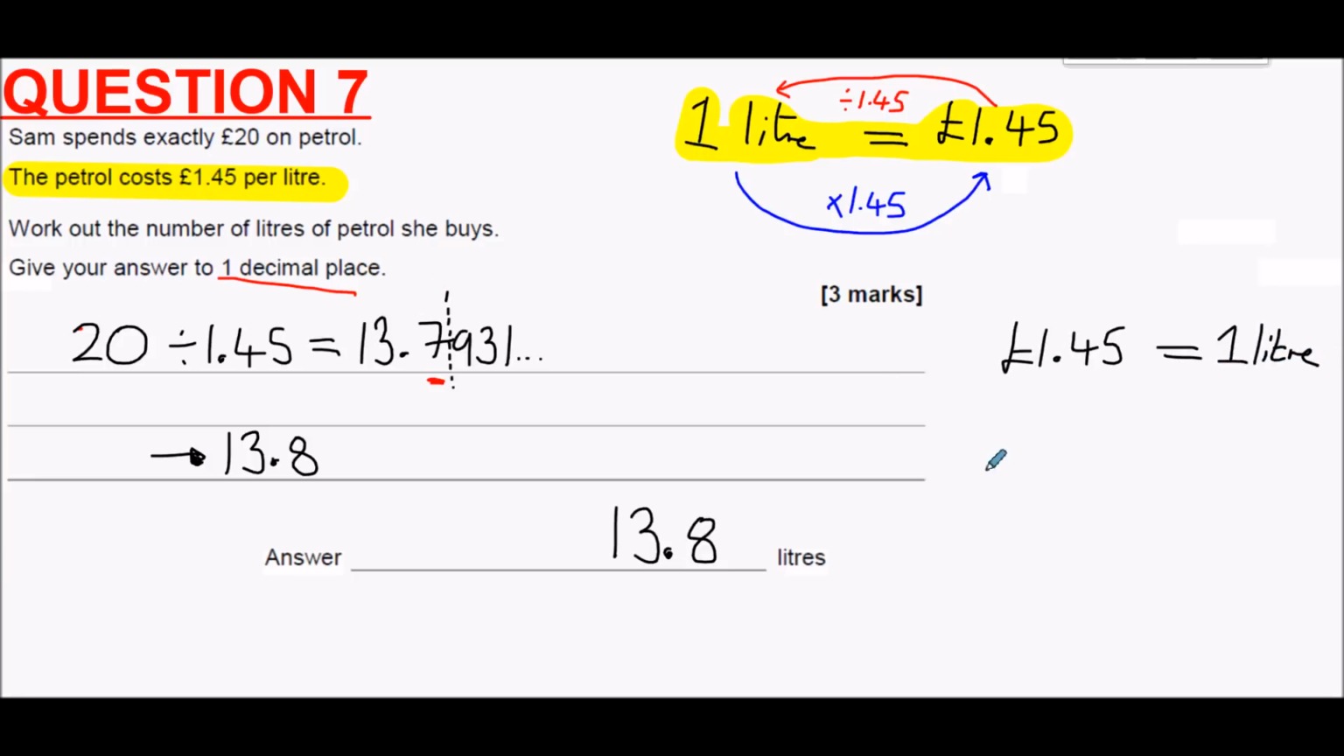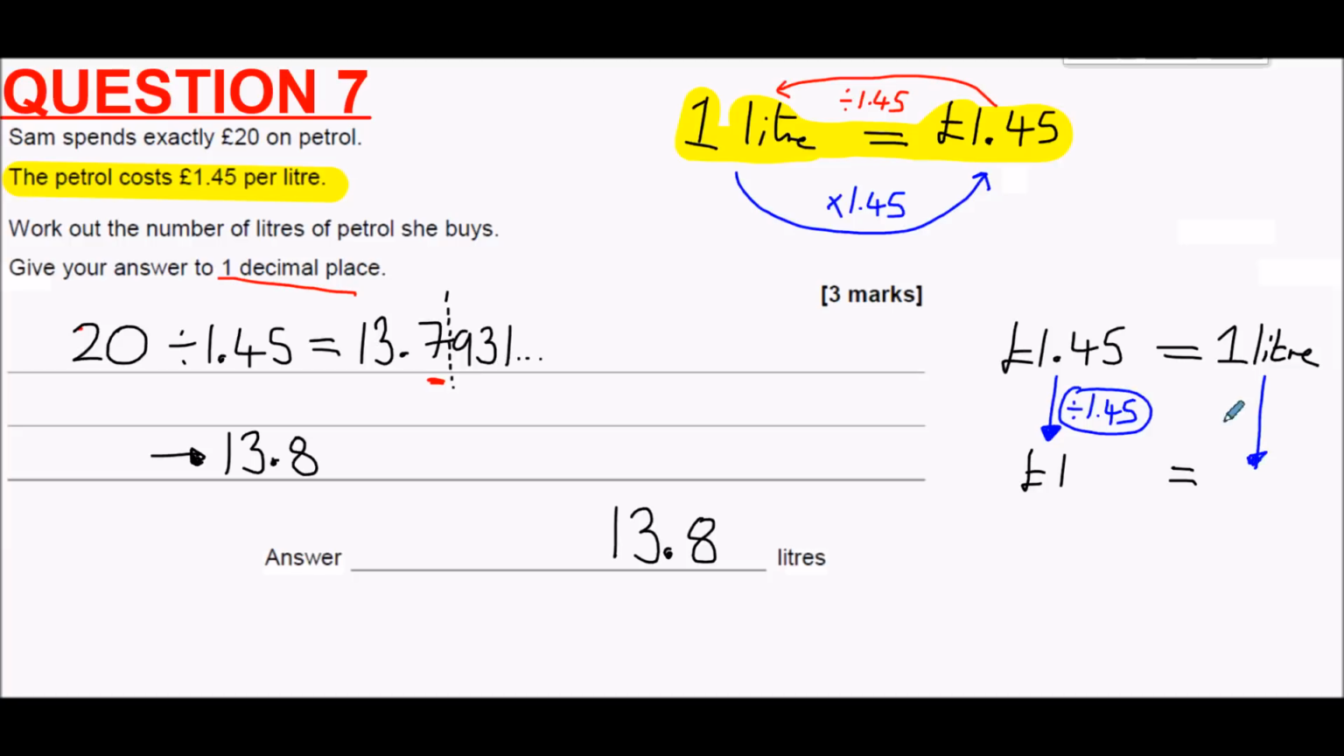So I'm going to do it a different way now. What we could do is work out how much petrol she gets per pound. So what I want to do is to go from £1.45 down to exactly 1. So the question here is, what can I divide 1.45 by to get 1? As I hope you remember, if you take any number and divide it by itself, you will always get 1. And so what we do is divide the 1.45 by itself. That'll give us 1, which we want.